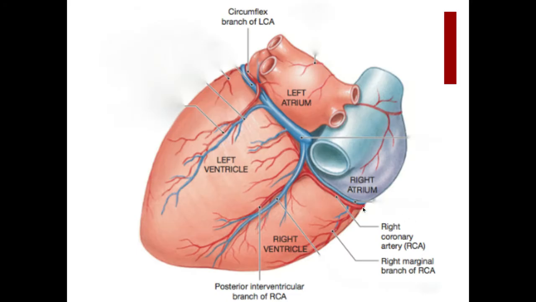And again, here is still the posterior view here. We have the right coronary artery that's coming around. And then in that posterior interventricular sulcus, we have our posterior interventricular branch of the right coronary artery. That's it right there.